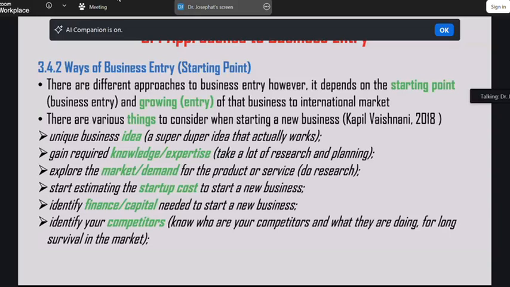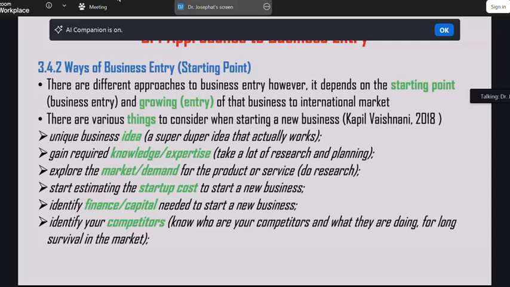So the second one is we talk about the gain required in knowledge or expertise. You have to take a look at research and the planning. Gain required knowledge or expertise. You don't have any prior knowledge. You don't have any prior experience. And how will you tackle or face the market? So in these ways, kuna some ambao wanafanya some research as well as planning activities kuweza kuwa na some prior information about the market. Prior information on how things are conducted in the market and the likes.